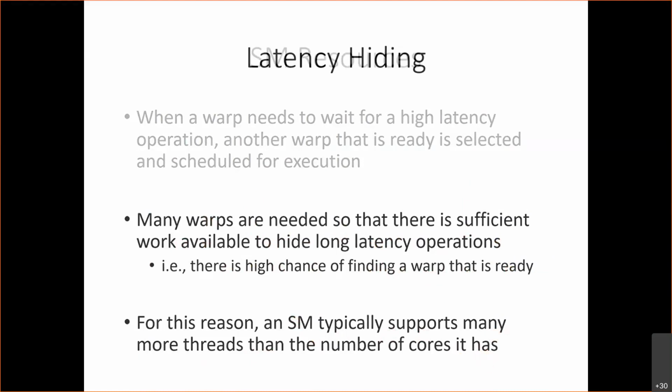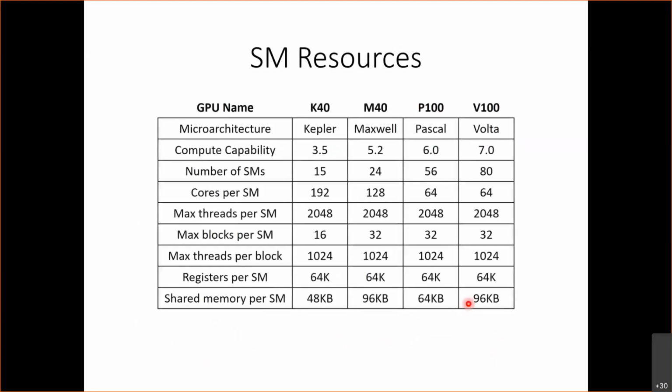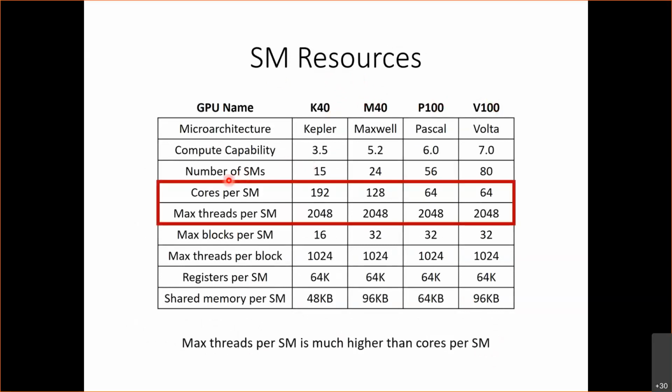And let's take a look at some numbers here. If we take a look at the resources of one SM, depending on the different microarchitectures, you'll notice that there are different kinds of resources: the number of SMs, number of cores per SM, number of threads per SM, the max number of blocks per SM, max number of threads per SM.